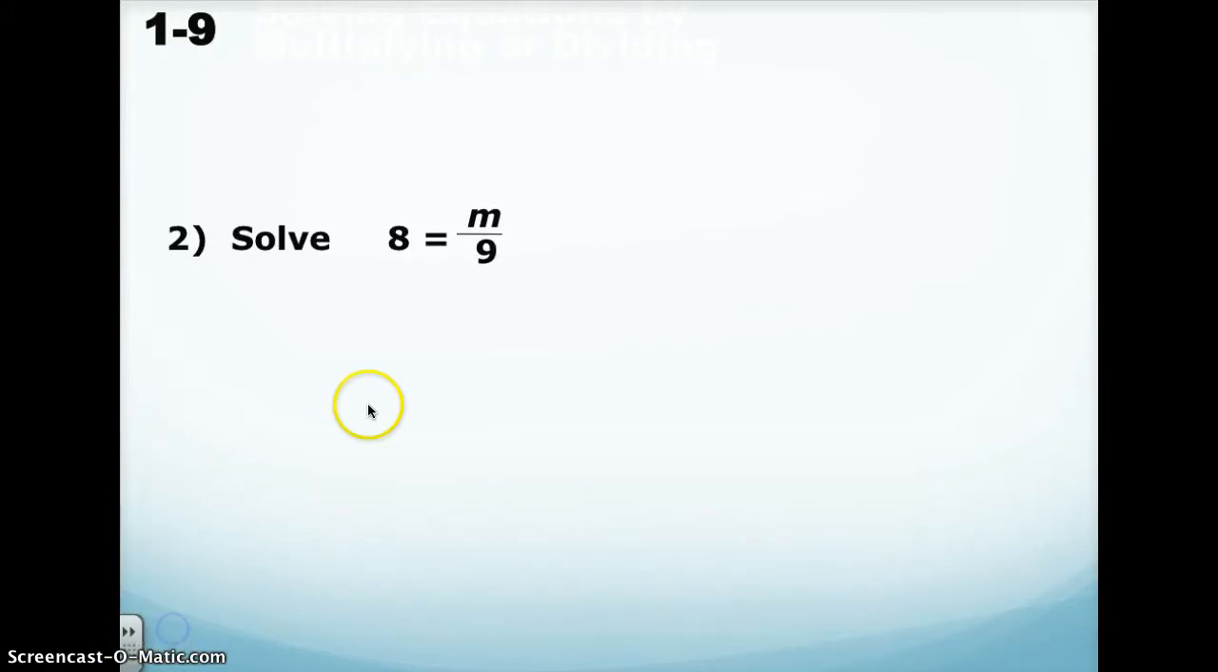So let's go through the proper steps. So we see right here that it's division, m divided by 9. So in order to get m by itself, to cancel that dividing by 9, I need to multiply by 9 on both sides. And it doesn't matter what side the variable's on. We can work with it either way.